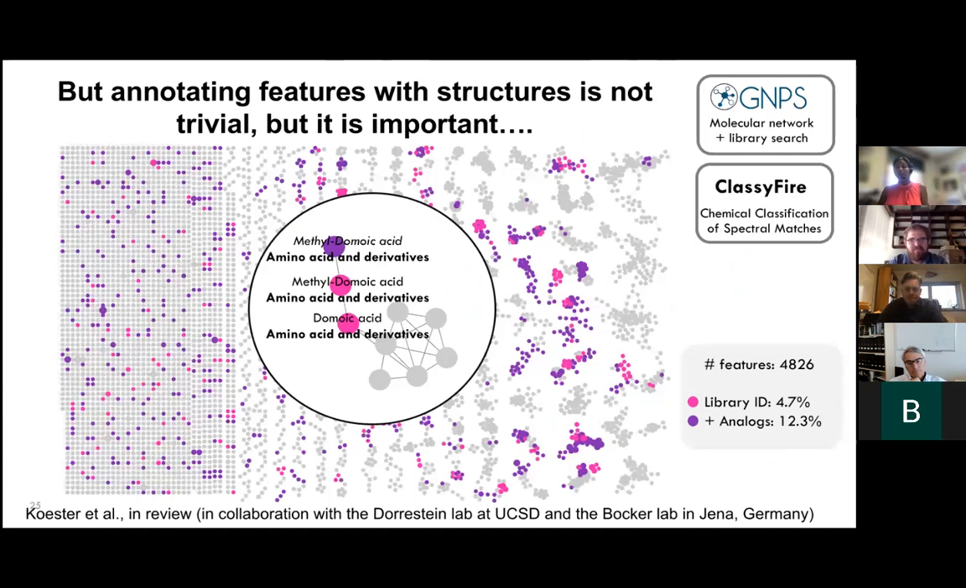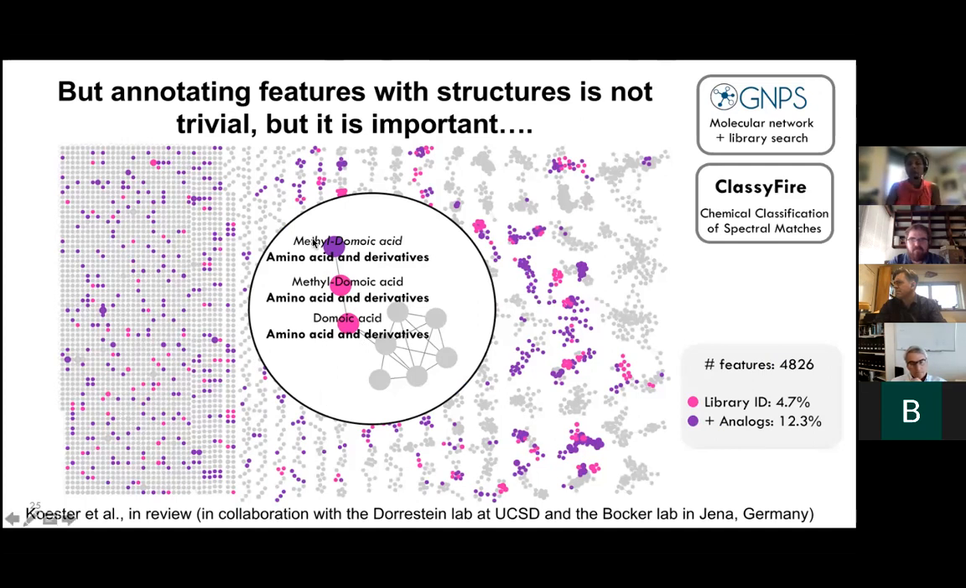And the problem with these kinds of data sets is that you might have a subnetwork, so it would be one of these that's blown up, where you have one compound that is a library ID, but really only about, in this case it's Spink, so the library IDs are these two compounds in this subnetwork. It's only 4.7% of the total data set that has a confirmed and confident library identification.